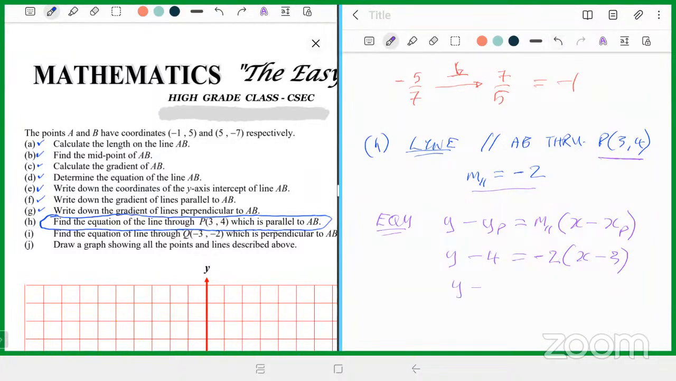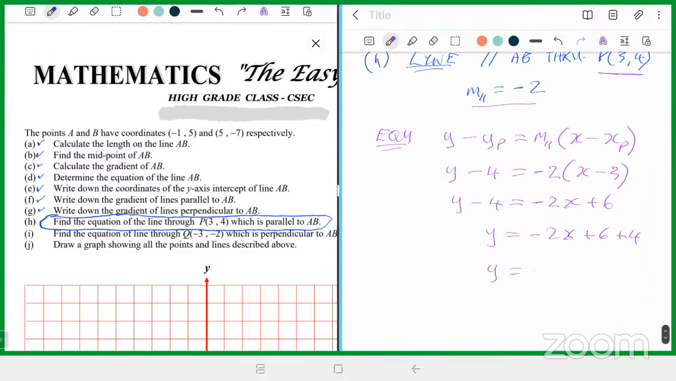We're going to get y minus 4 equals, this time, minus 2x, and then minus 2 times minus 3 is positive 6. We want to leave y as the subject, so y becomes -2x plus 6 plus 4. When this -4 comes over, it becomes a positive 4. And then the 6 and the 4 is 10. And so we have y equals minus 2x plus 10.